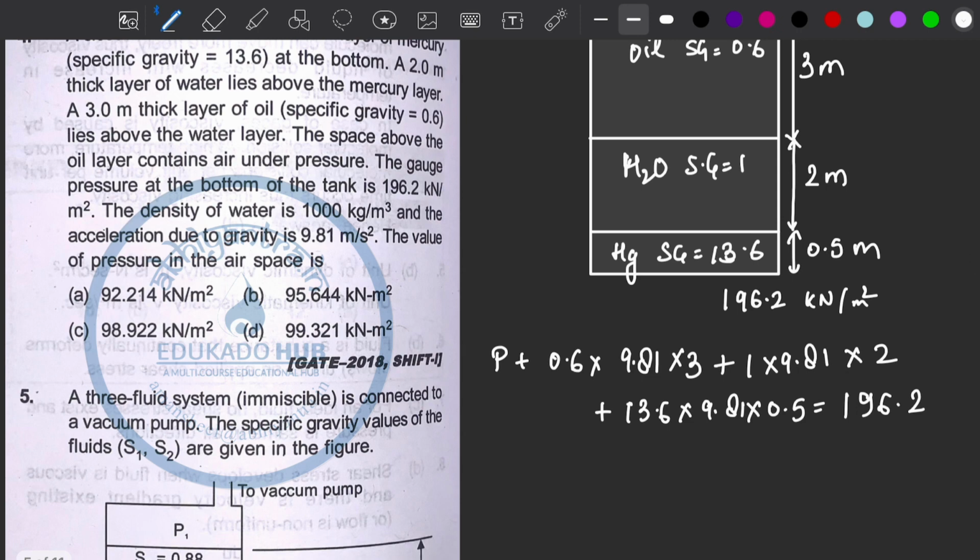So after calculating, the pressure comes out to be 92.214 kilonewton per meter square. So the correct option is option number A.